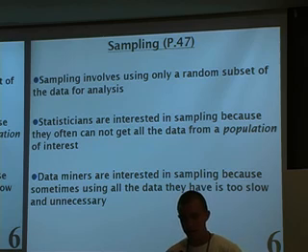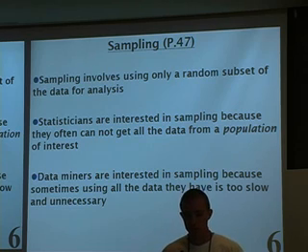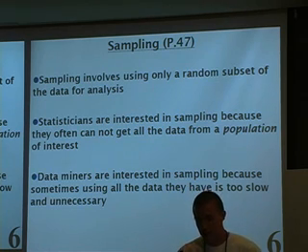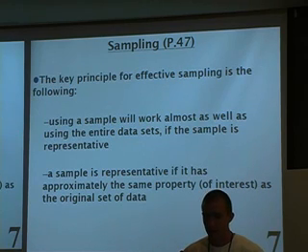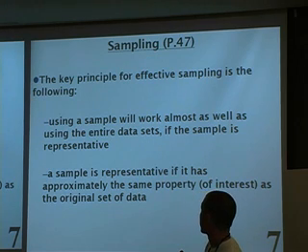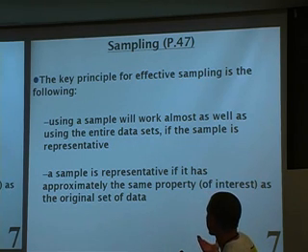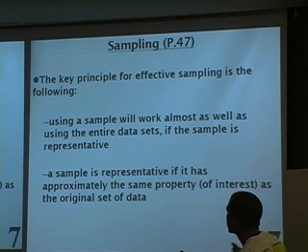Data miners like to do sampling because often they have all the data, or as much data as they really want, but it's just too slow or too cumbersome or unnecessary to work with the whole data set. So we often just take a sample if that's going to give us an answer that's close enough to what we're after. I mentioned a quote from the book, but it's very circular. It says basically a sample will work almost as well as the entire data if the sample is representative. What does it mean to be representative? Well, that means it has the same characteristics. So it's quite circular, but the point is it really depends on what you're after.